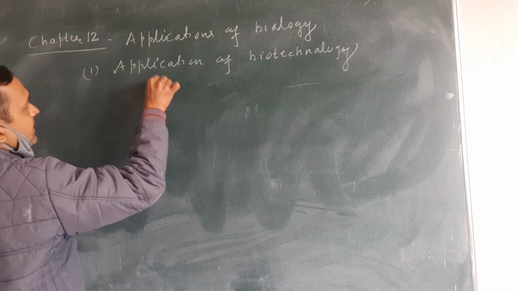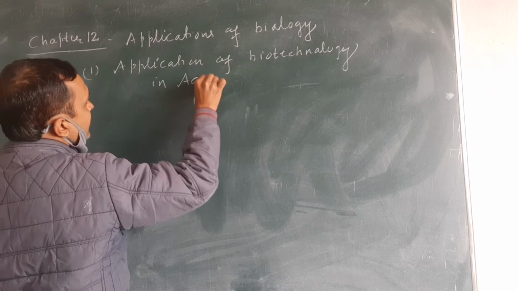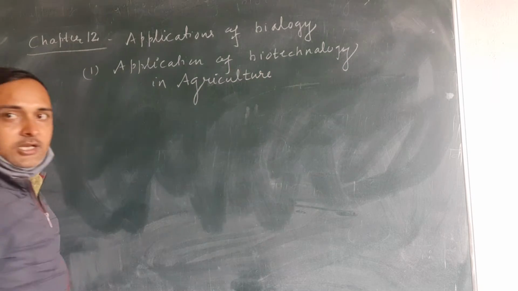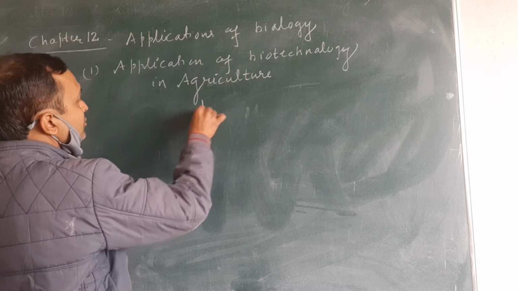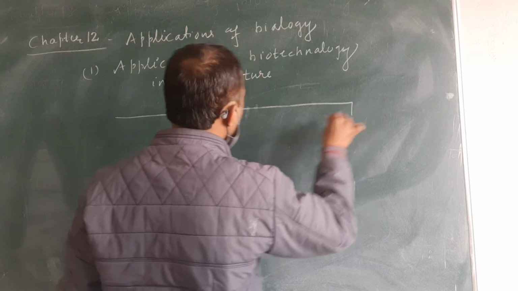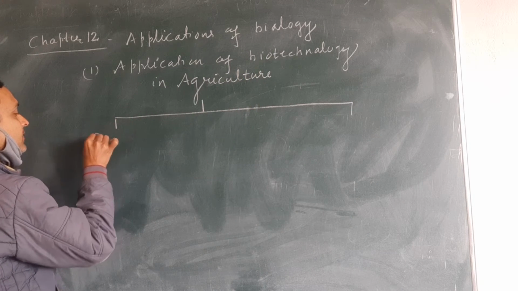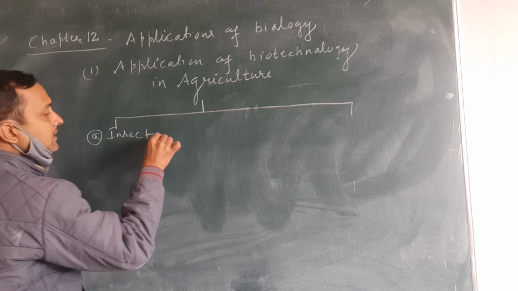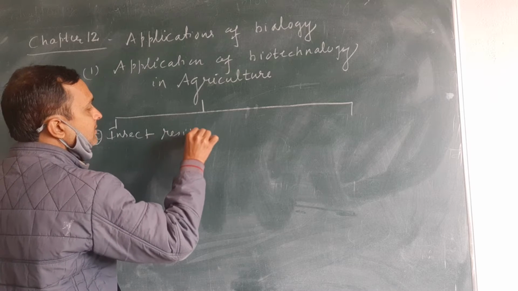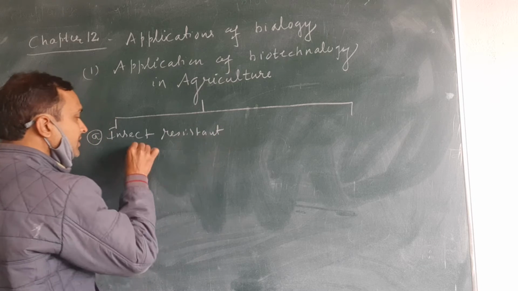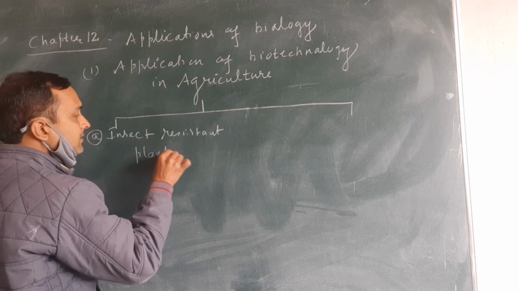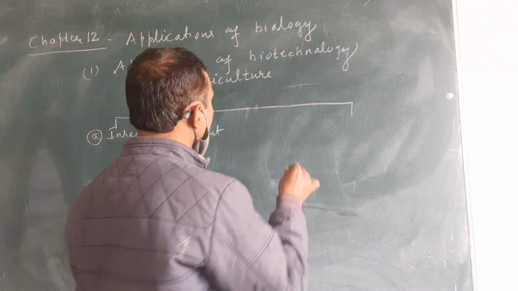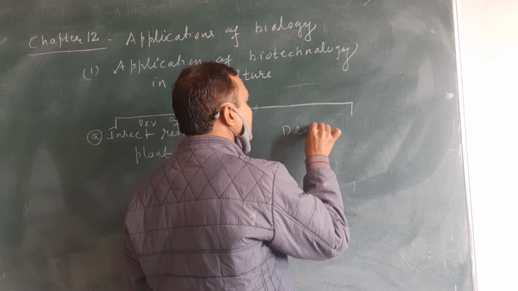You have already known the various topics of this chapter, and in this topic we have to read two subtopics. First one, the development of insect resistant plants. And second one, development of pest resistant plants.